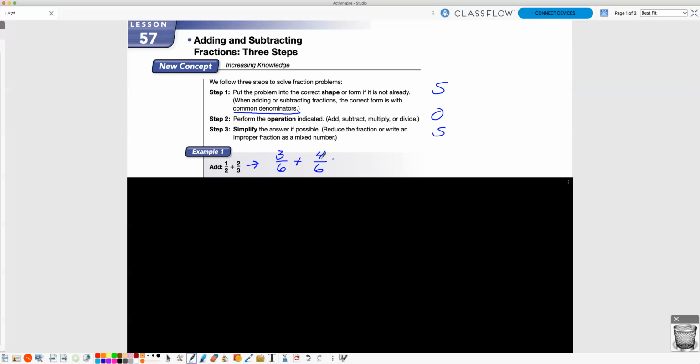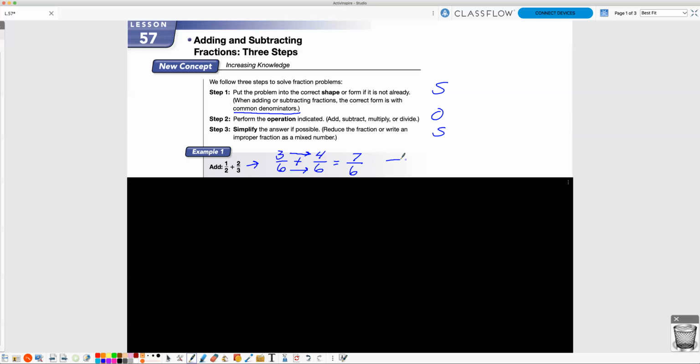Now that I have the shape, the first step, we need to operate, and it's addition. So we simply add the numerators, and the denominators stay the same in addition. So we have 7 in the numerator and 6 in the denominator. And then the third step is the S for simplify. So this needs to be reduced or written as a mixed number if it is an improper fraction. This is an improper fraction because it's top heavy. It has 7 in the numerator and 6 in the denominator.